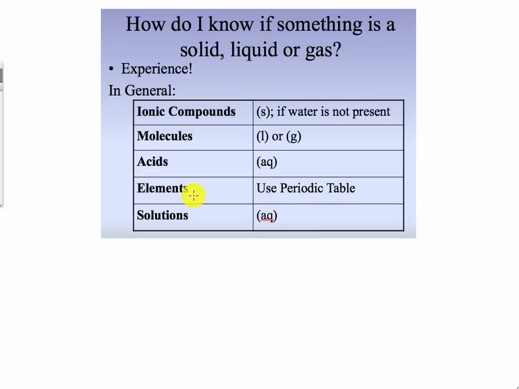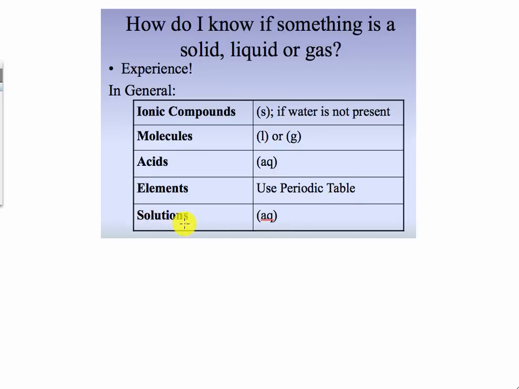Okay. For the elements, use the periodic table. I've got that big giant one in the back of the room. If you use one in your book, it's pretty simple. Most of them are solids except for mercury and bromine, which are liquids. Everything else would be a gas on the right side, like the noble gases and chlorine and stuff.